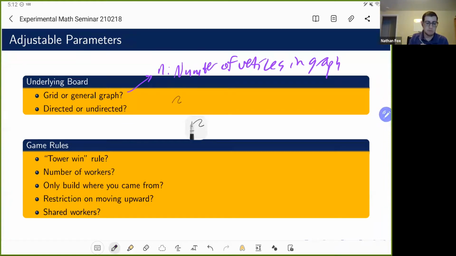So if you're playing on a directed graph, like let's say you have a worker here and there's another vertex here, you would move along the arcs of the graph, but then you would build backwards. That way that preserves the property that you can always build where you moved from. So whenever we talk about playing on a directed graph, we're always going to be assuming that you move along the arcs and you build backwards along the arcs.